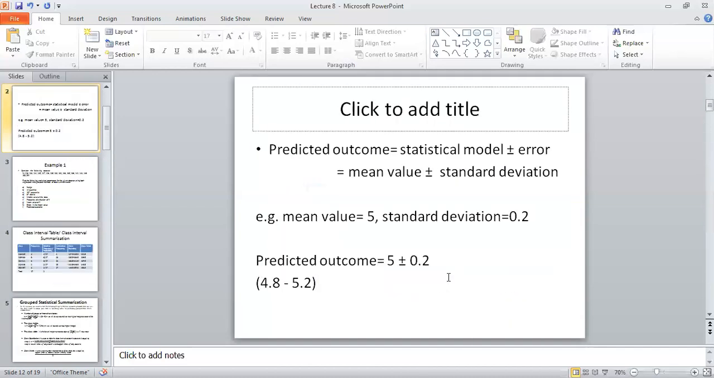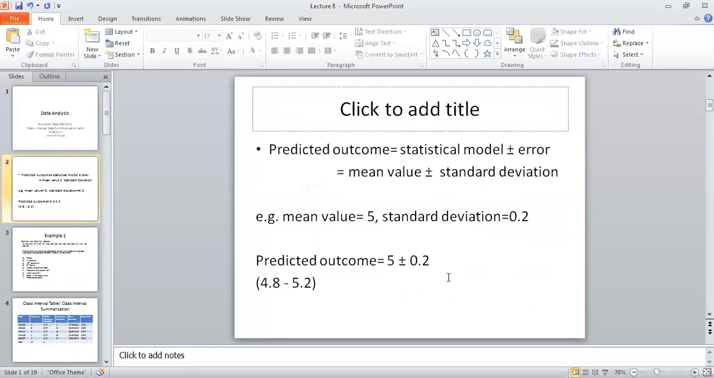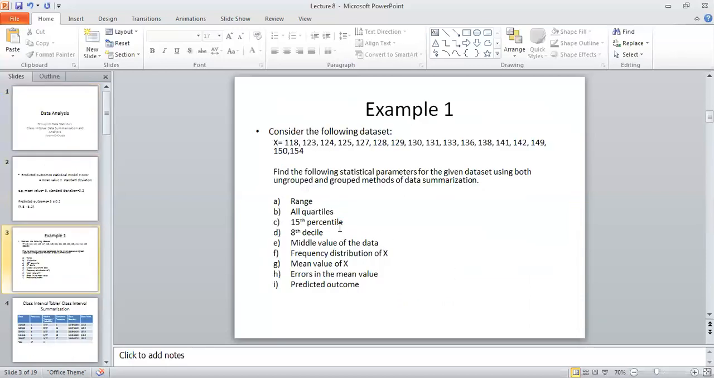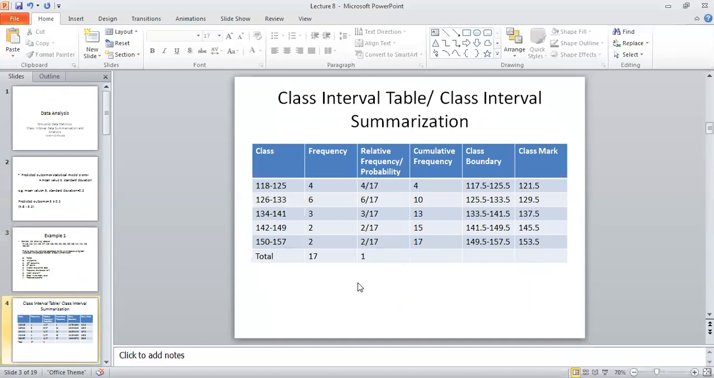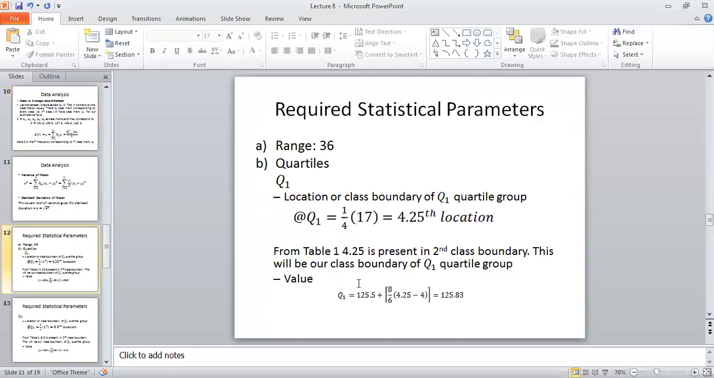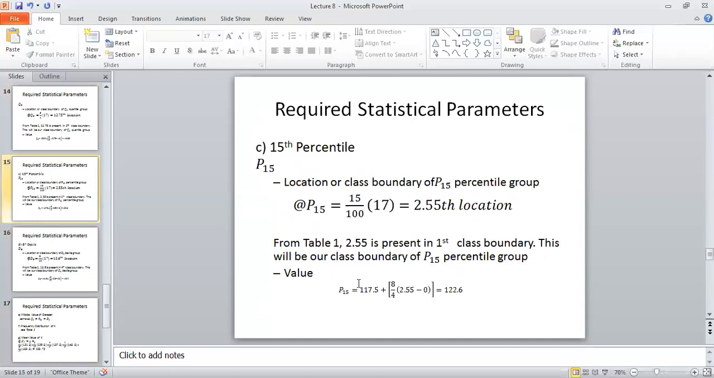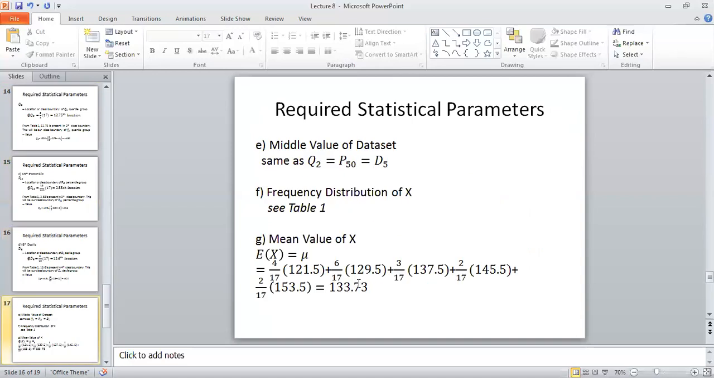Just to recall, our question was that we had to find the range, quartiles, 15th percentile, 8th decile, the middle value of the data set, the frequency distribution of X, which is shown in the table, the mean value, the errors of the mean, and the predicted outcome. And we have done all these calculations to see how we perform the analysis for group data statistics, which included the class interval data set summarization.